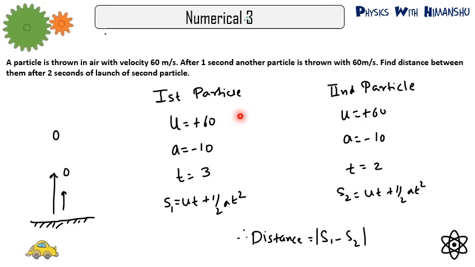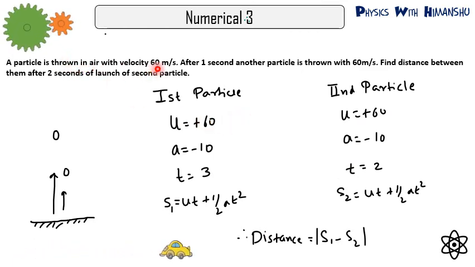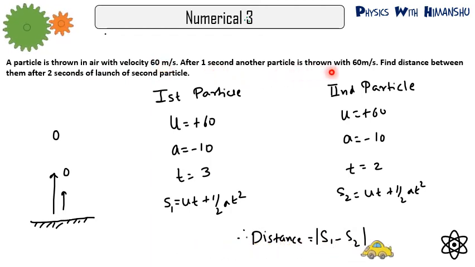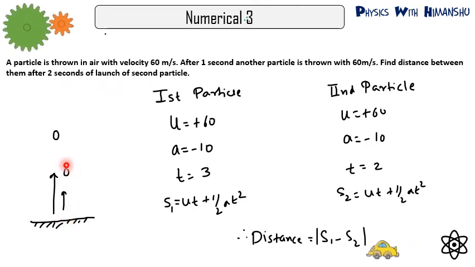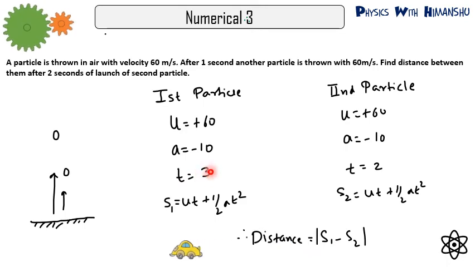Okay, let's solve one more numerical. So a particle is thrown in air with velocity 60 meter per second. After 1 second, another particle is thrown with 60 meter per second. Find the distance between them after 2 seconds of launch of the second particle. So after 2 seconds of launch of the second particle, it means the first particle has traveled for 3 seconds and the second particle has only traveled for 2 seconds.